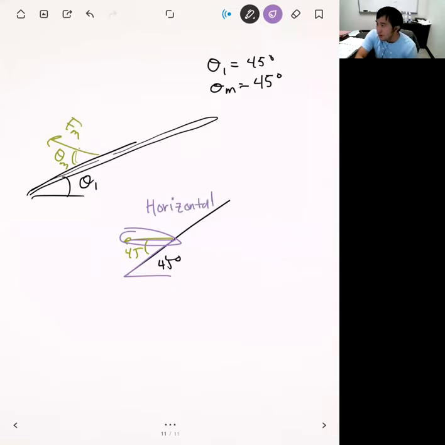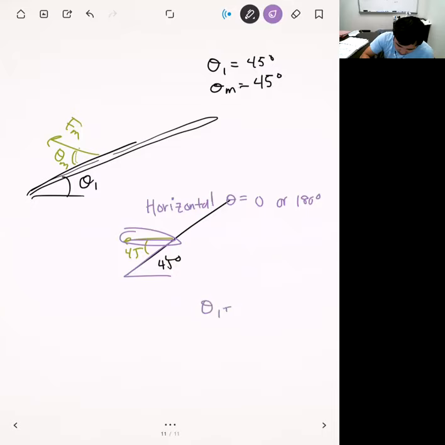And a horizontal angle right here is basically any theta that's either 0 or 180 or 360, but usually it's just 0 or 180. Okay. Because when I was first working out this problem, I asked myself whether I should do theta 1 plus theta m, or theta 1 minus theta m, or theta m minus theta 1, everything like that.